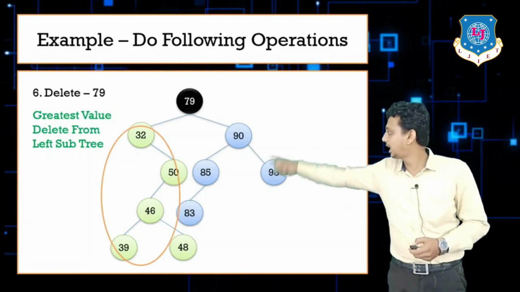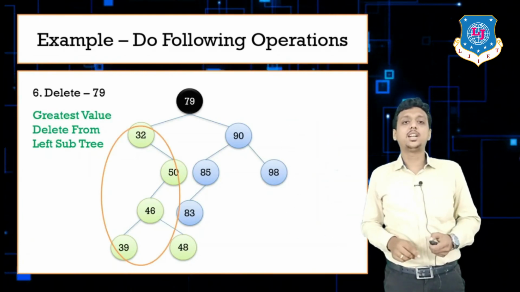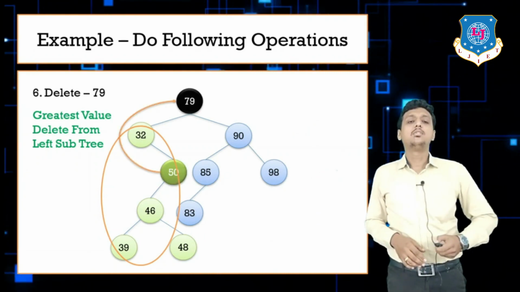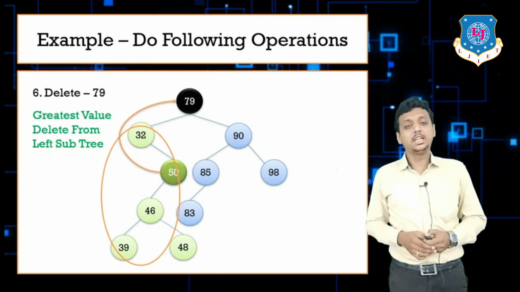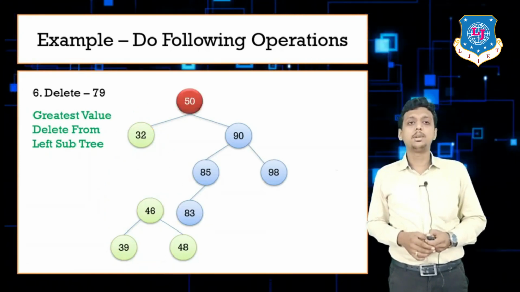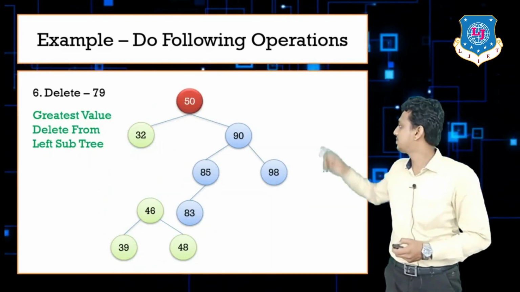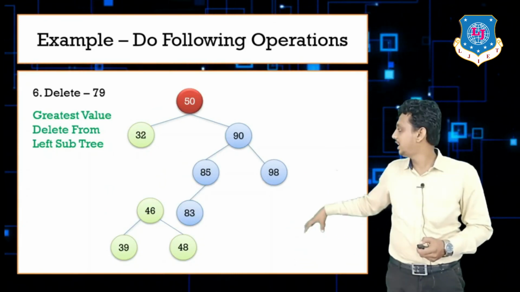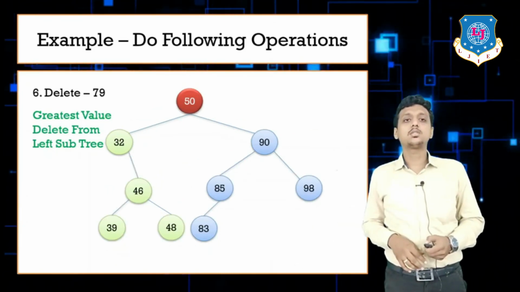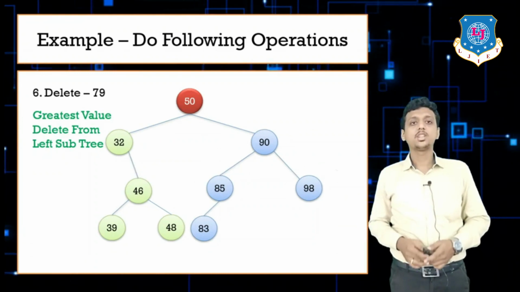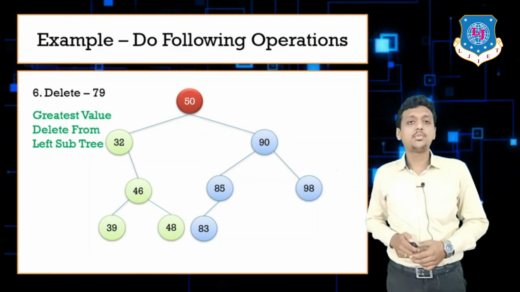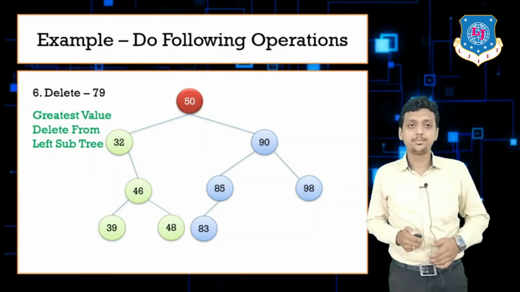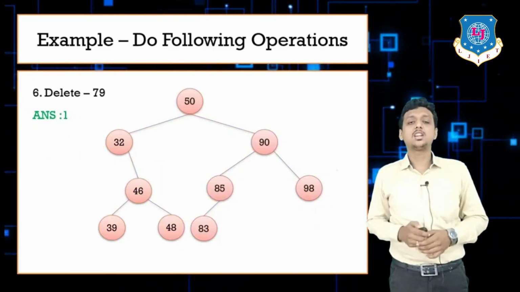This is my left subtree. I need to select the greatest value, that is 50, and then 50 will take the place of 79. So 50 will be removed from here and it takes the place of 79. Now, what about the remaining nodes? It just contains the space of 50. So 46 becomes here. So this is my answer after deleting 79 and taking the node from the left subtree. This is answer number 1.